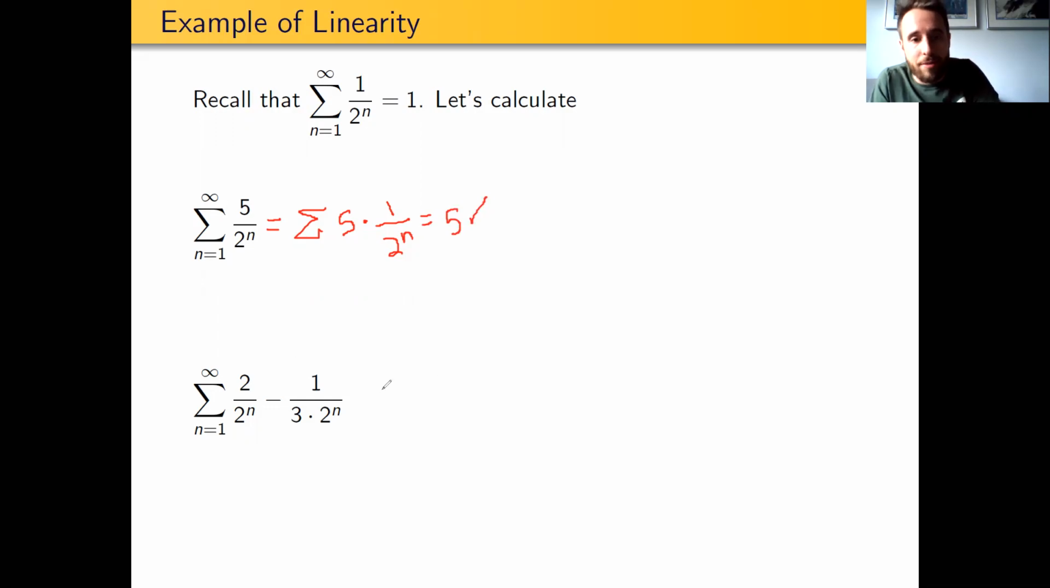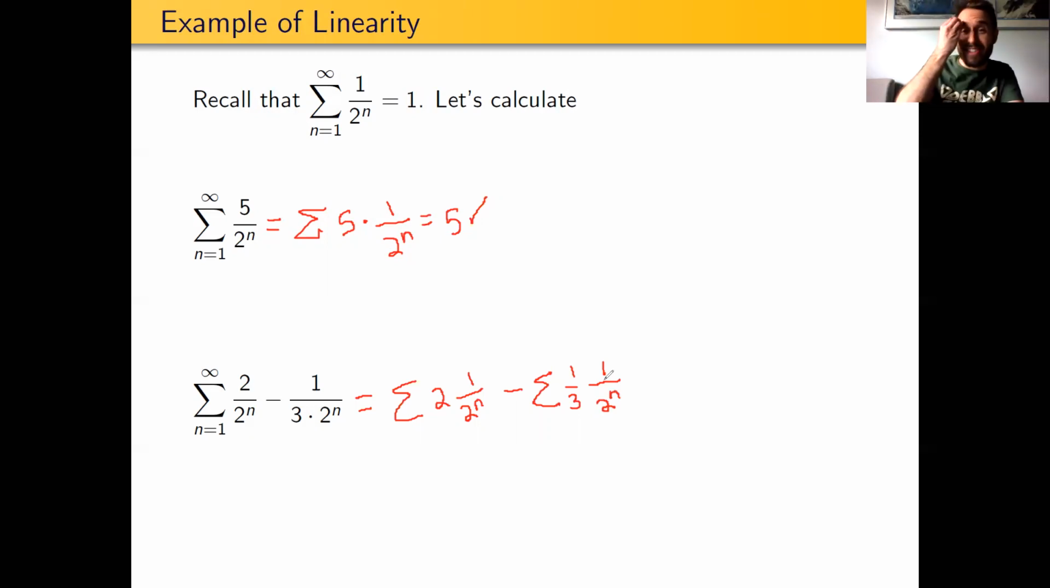Similarly, in this bottom problem, I can rewrite this as a sum as n goes from 1 to infinity of 2 times 1 over 2 to the n minus the sum as n goes from 1 to infinity of 1/3 times 1 over 2 to the n. Now you notice I'm not writing the sum as n goes from 1 to infinity.